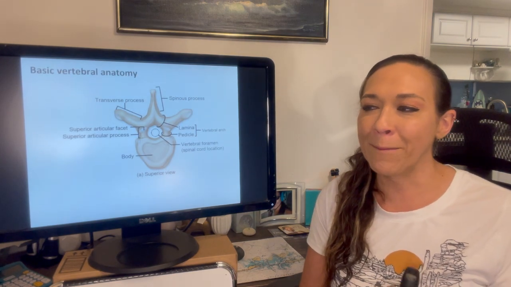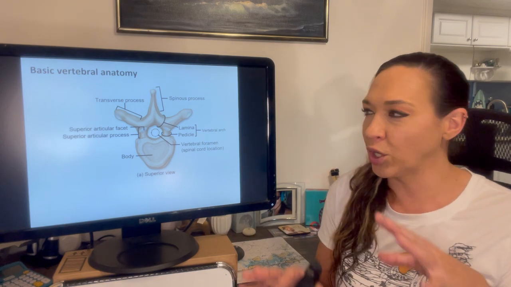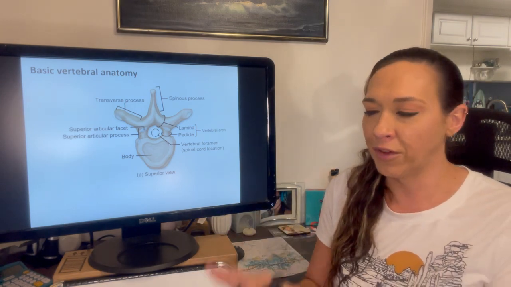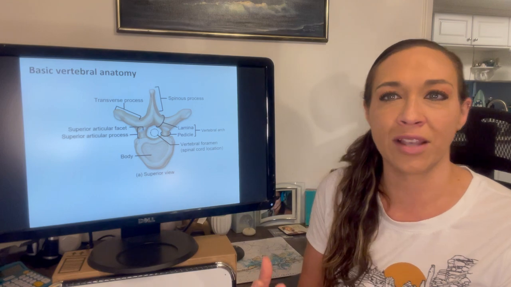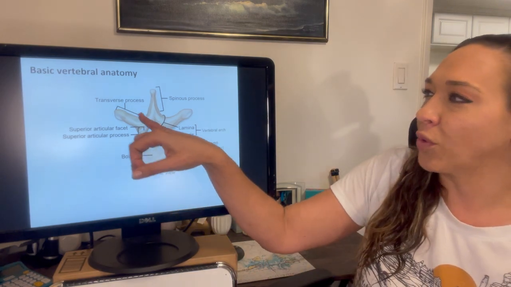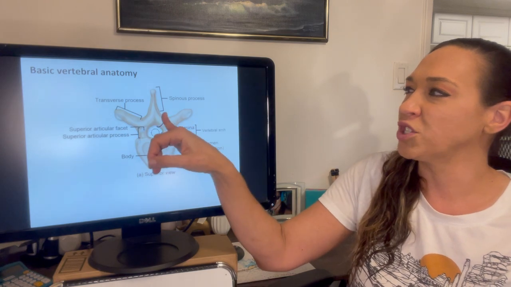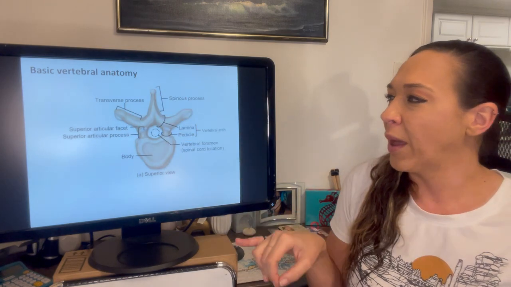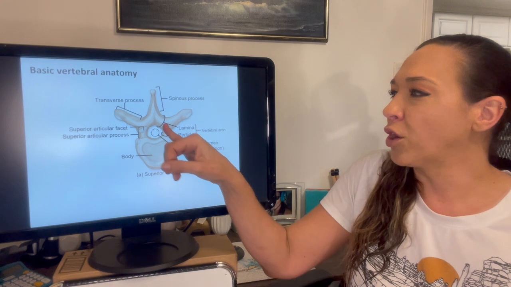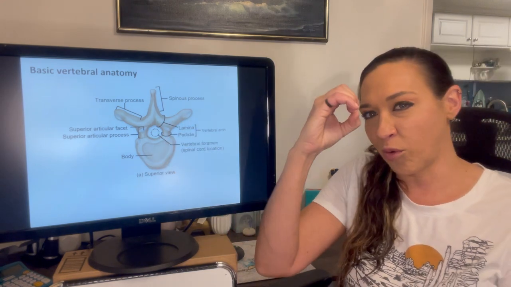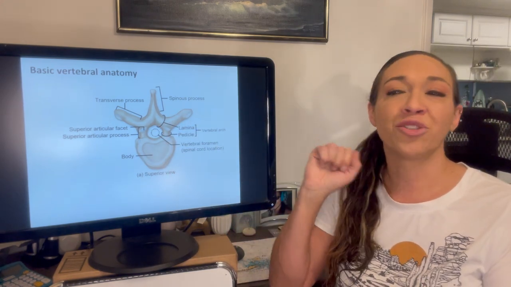All right, let's look at basic vertebral anatomy. We're going to go into each of the different parts of the vertebrae so you can identify some of these. So we have our transverse process, right? Transverse process here and here. We've got our spinous process. That one's going up top. We've got our vertebral foramen right here. Remember, foramen means hole. This is where your spinal cord is going.